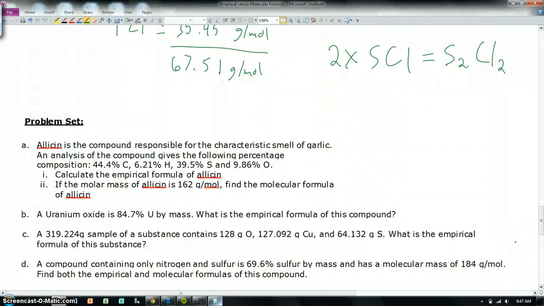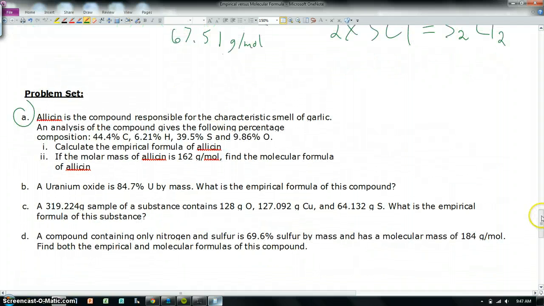Okay, so before you go on, to show that you've done this and figured this out, I want you to try question A here in the problem set. Okay, put your answer into the Verso question. Okay, this will cover calculating an empirical formula and calculating a molecular formula. Okay, so be careful, look for those mistakes, make sure you have whole ratios, double check your math if you have to.